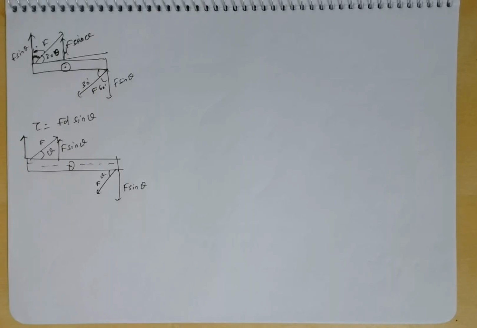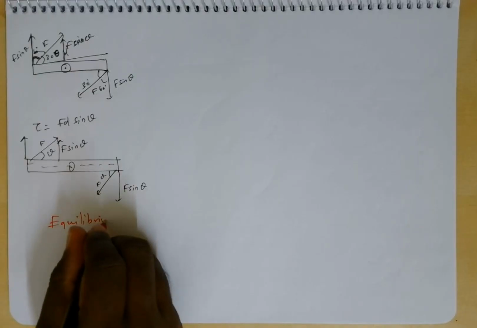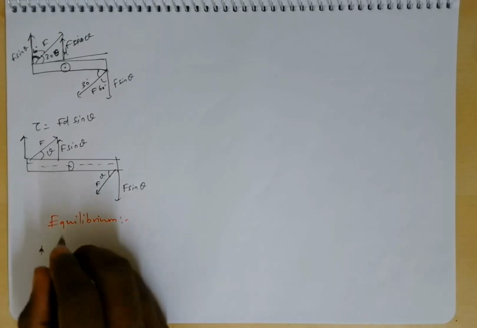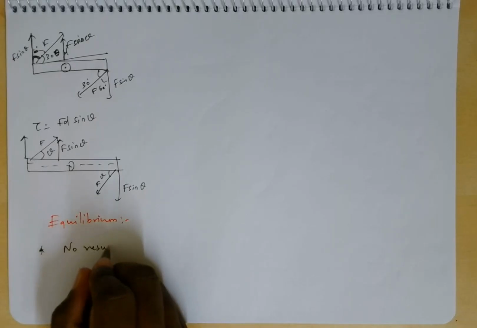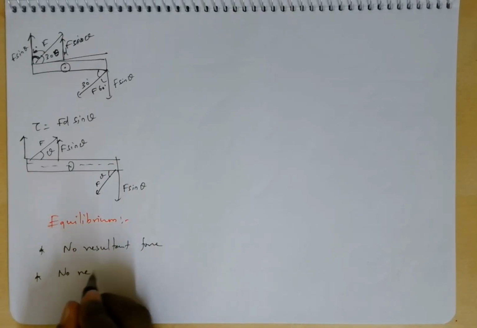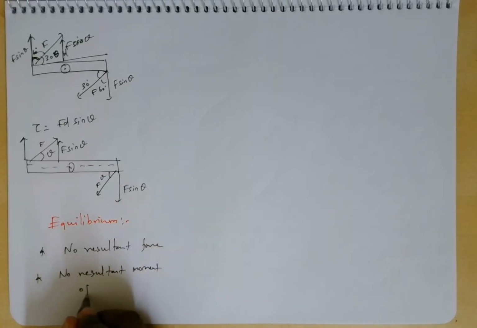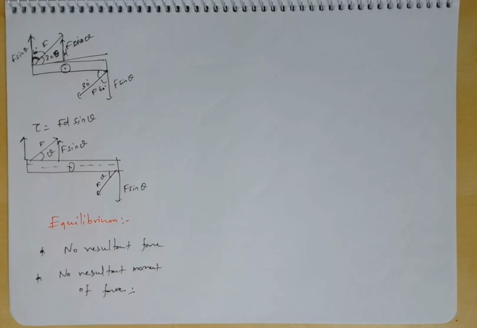So now it's time to discuss equilibrium. Now, for equilibrium, only two conditions. First, we know from IGCSE, no resultant force. And no resultant moment of force. So no rotational motion is happening, no linear motion is happening. Then only we call an object in equilibrium.